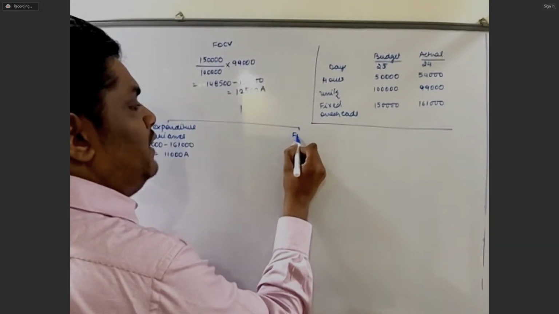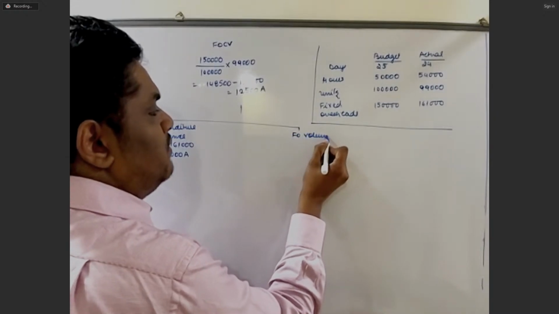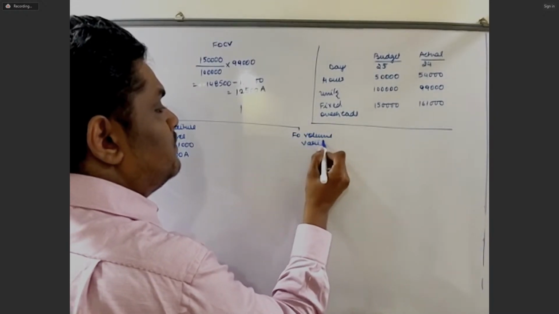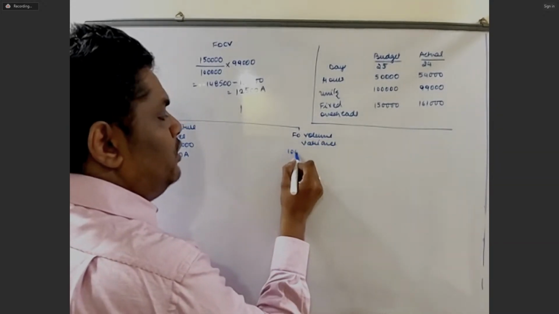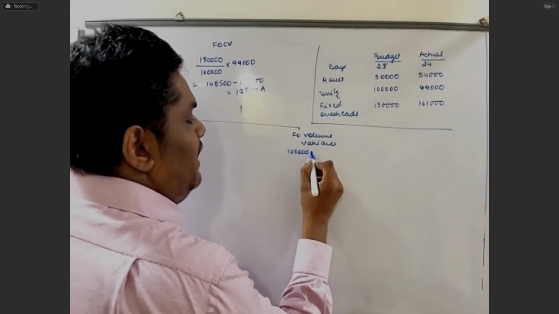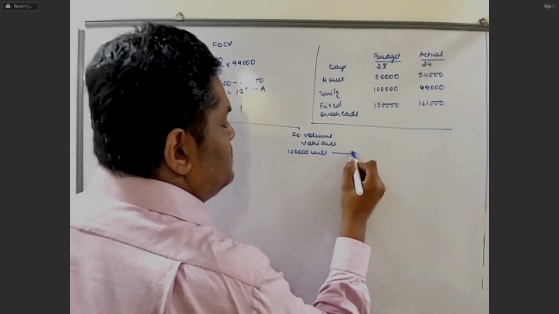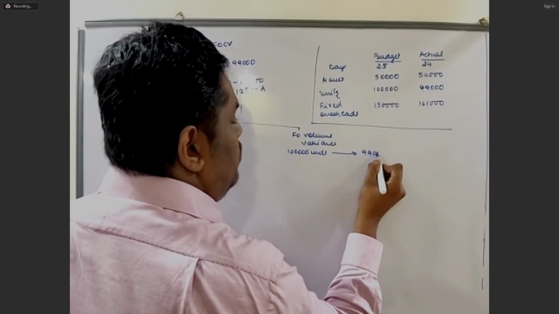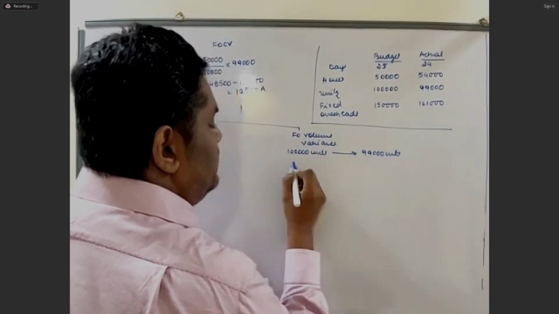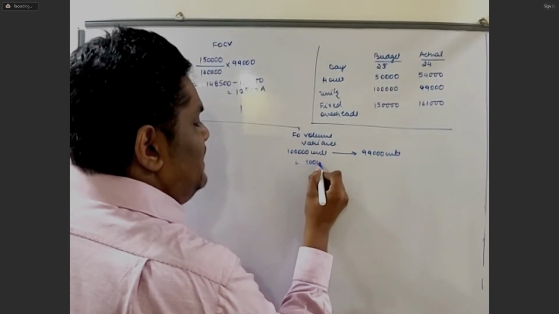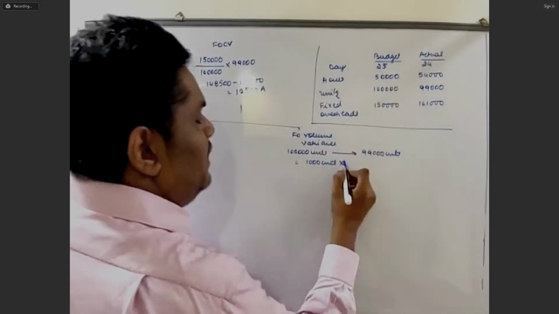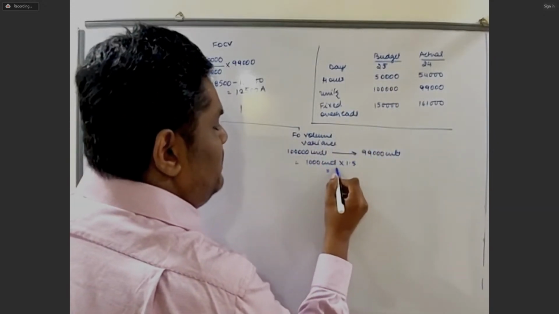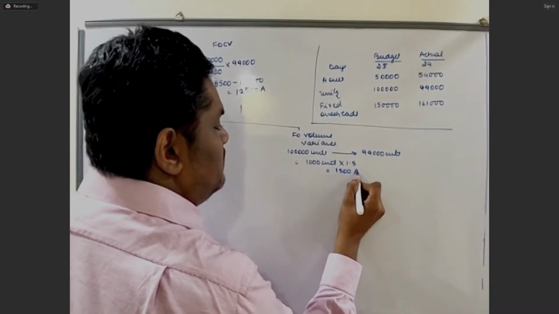Next is fixed overhead volume variance. When talking about volume, it talks about units. So this is 1 lakh units we were supposed to manufacture, but we manufactured only 99,000 units. That is 1,000 units less than what we expected, into the rate per unit, that is 1.5. So this will be 1,500 adverse.